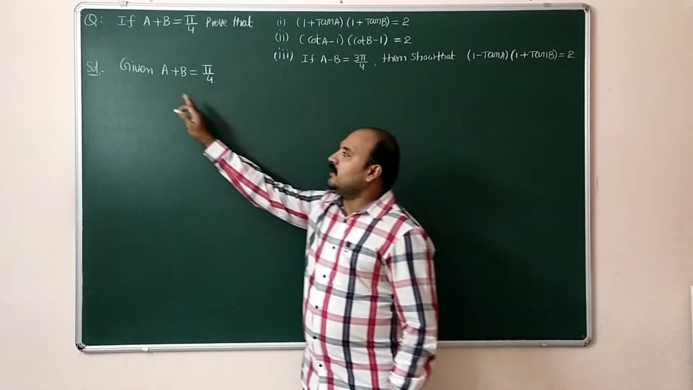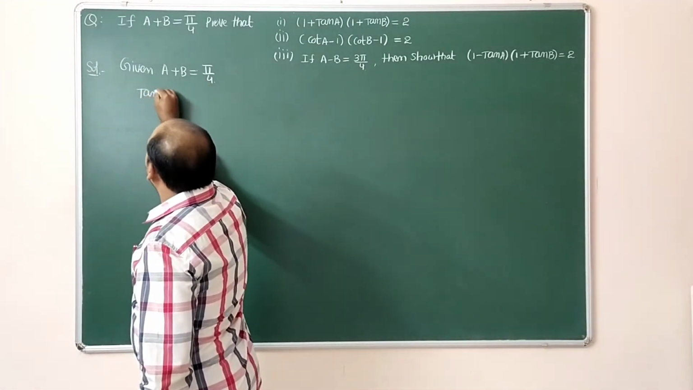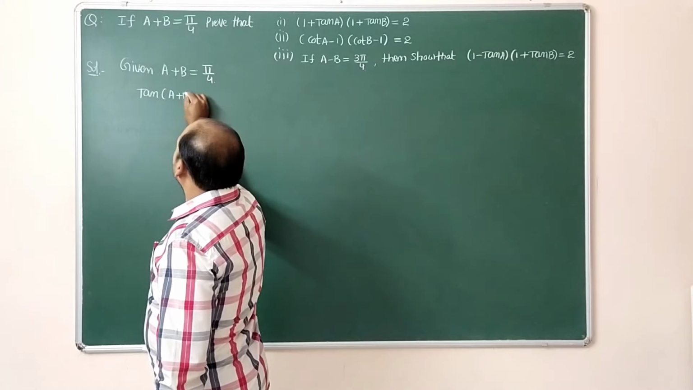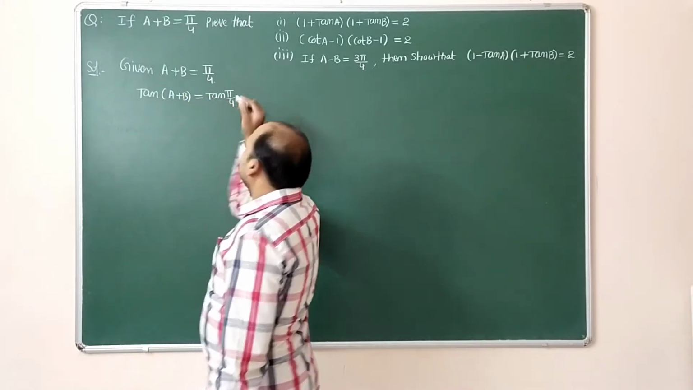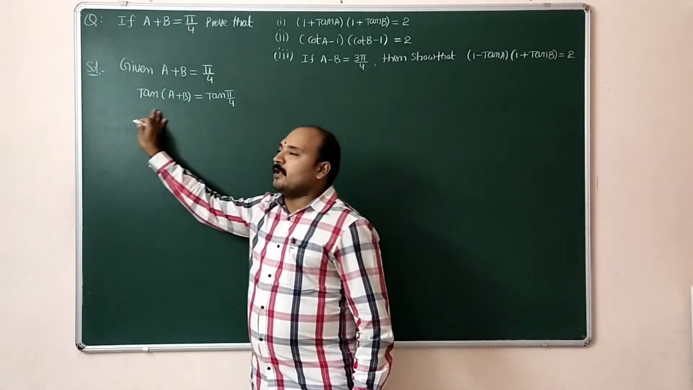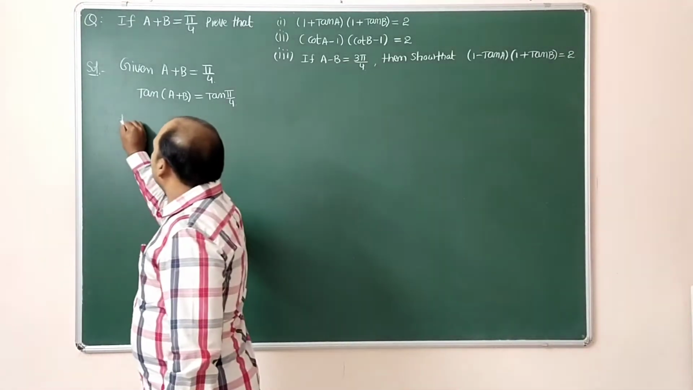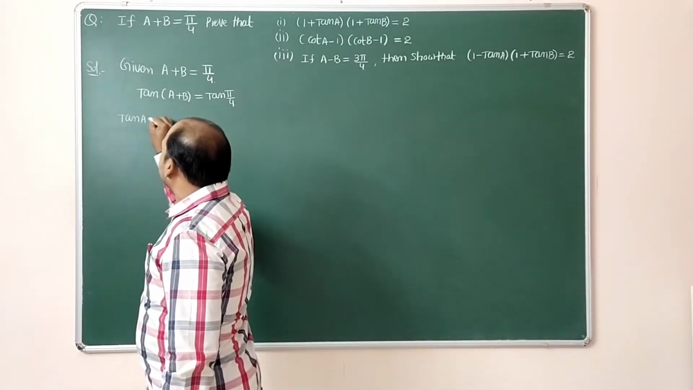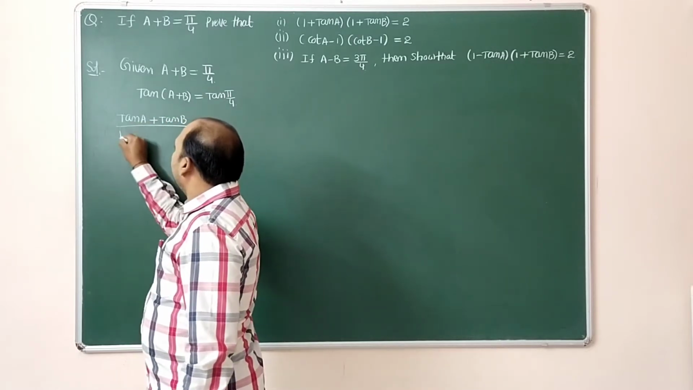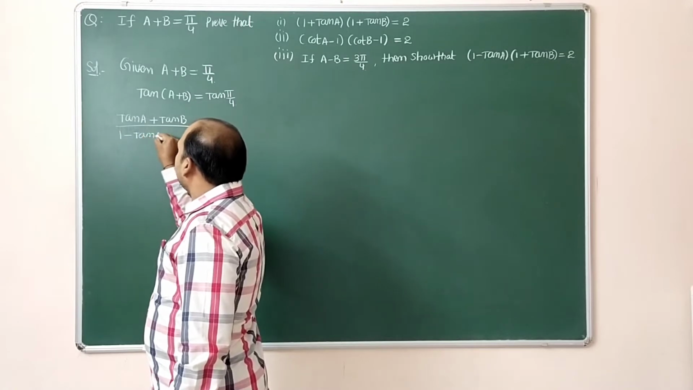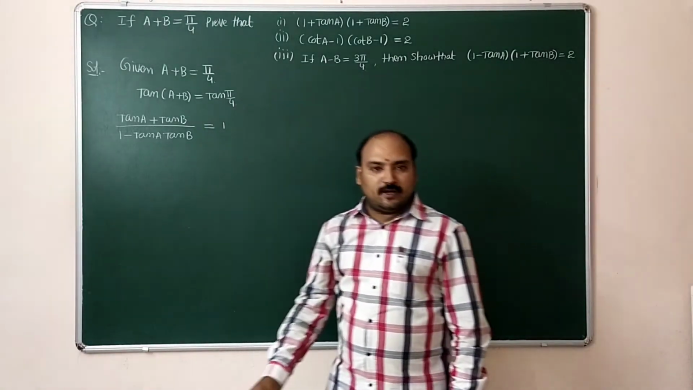After that, applying tan on both sides. So, tan of (a plus b) equals tan pi by 4. What is the formula for tan of (a plus b)? Tan a plus tan b divided by 1 minus tan a tan b. So, write the formula for tan of (a plus b): tan a plus tan b divided by 1 minus tan a tan b, which is equal to tan pi by 4, equal to 1.